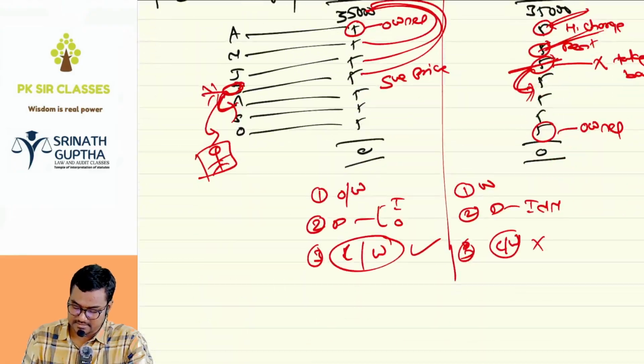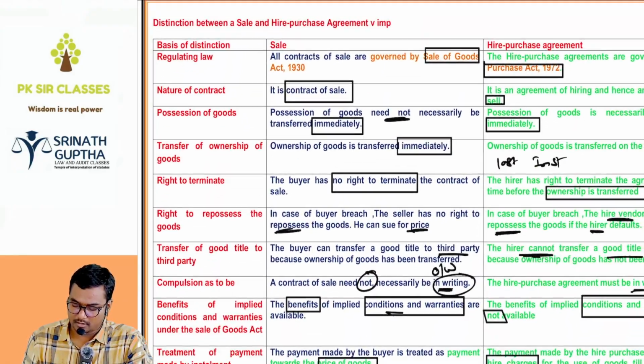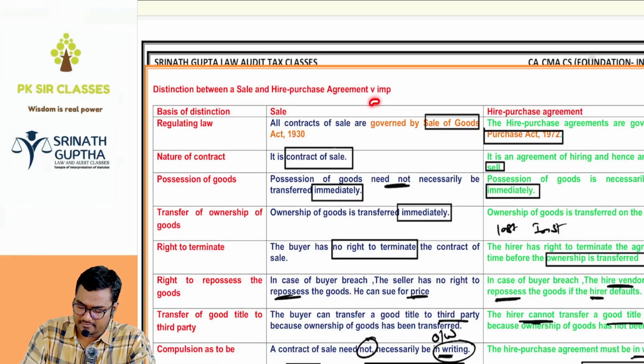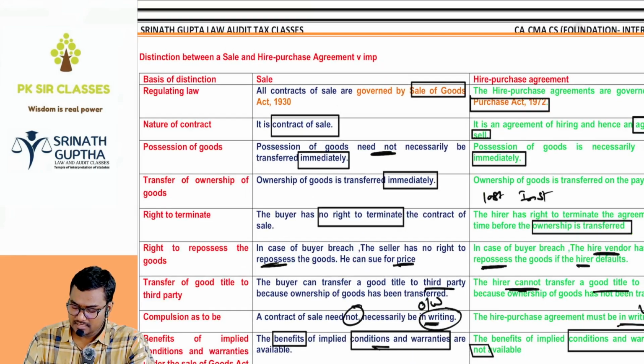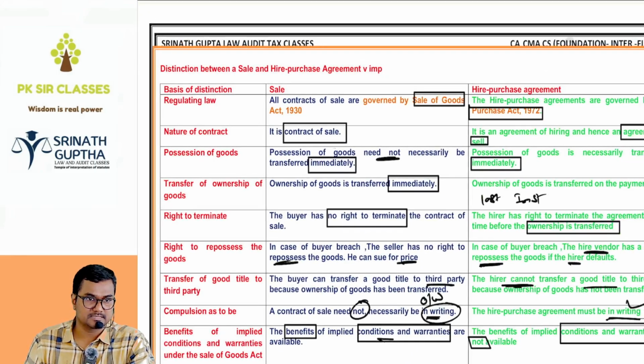Next one we discussed is a main important concept asked in the exam, already 8 questions, 7 marks sorry. Sale versus hire purchase agreement.